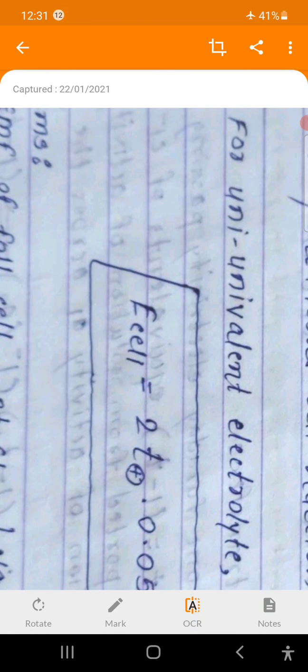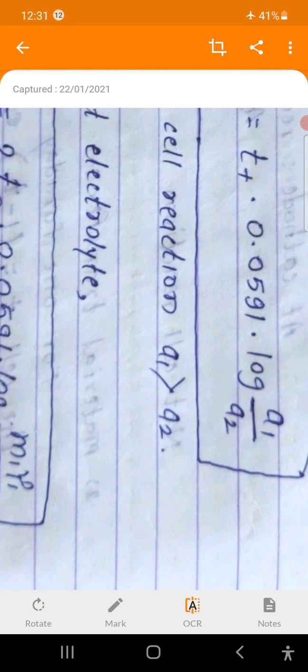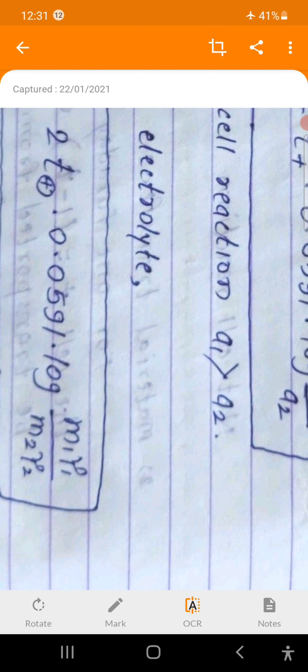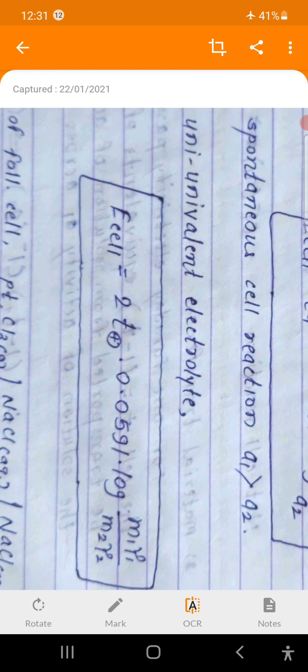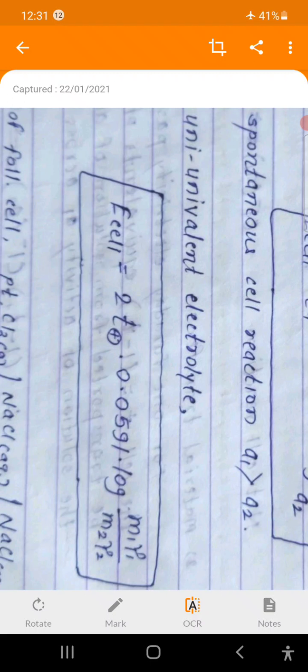And for a univalent electrolyte, the activity is equal to M1 raised to 2 into gamma 1 raised to 2, and M2 raised to 2 gamma 2 raised to 2. Overall, M1 gamma 1 upon M2 gamma 2 in bracket raised to 2, and therefore those 2 are rearranged for a univalent electrolyte. The above equation becomes E cell is equal to 2T plus into 0.0591 into log of M1 gamma 1 upon M2 gamma 2.